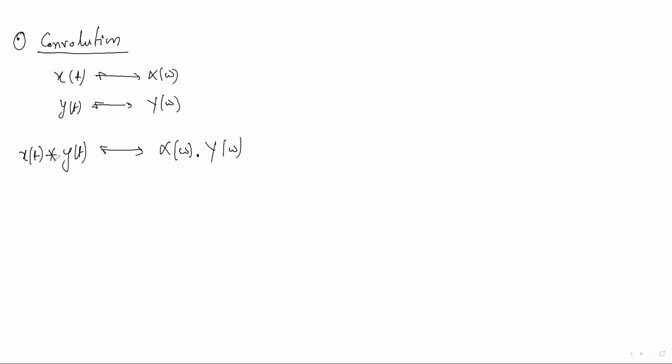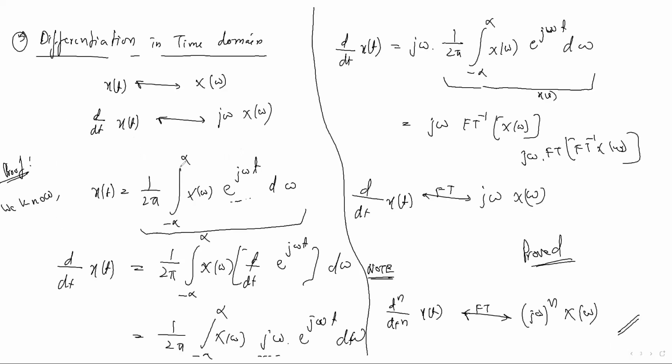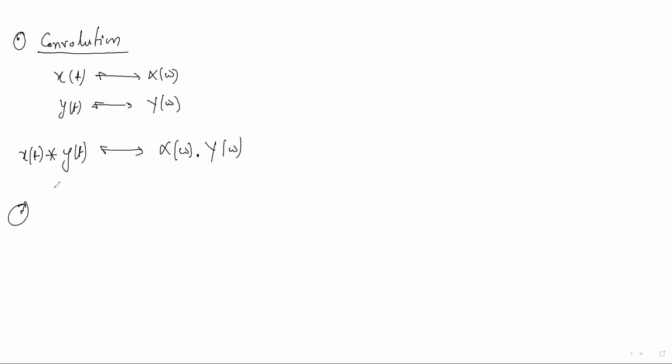Star means convolution, and if two signals are convolved in the time domain, then in the frequency domain we just multiply the frequency domain signals. I have given this here because it is important when we discuss the integration property. I have given the proof of differentiation. Now I'll give the proof of the integration property.